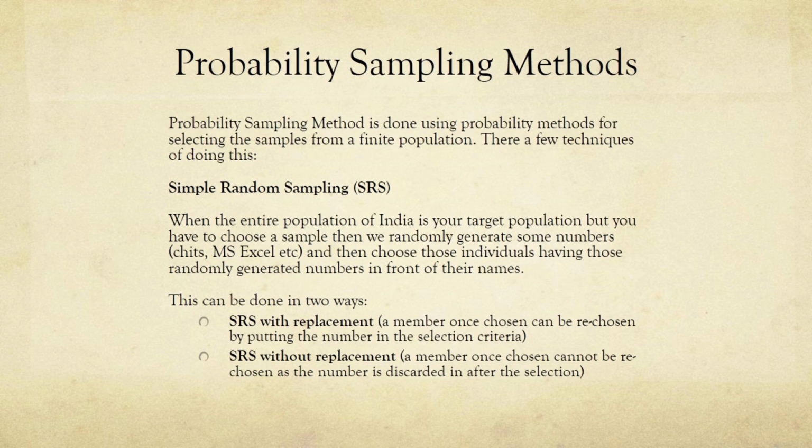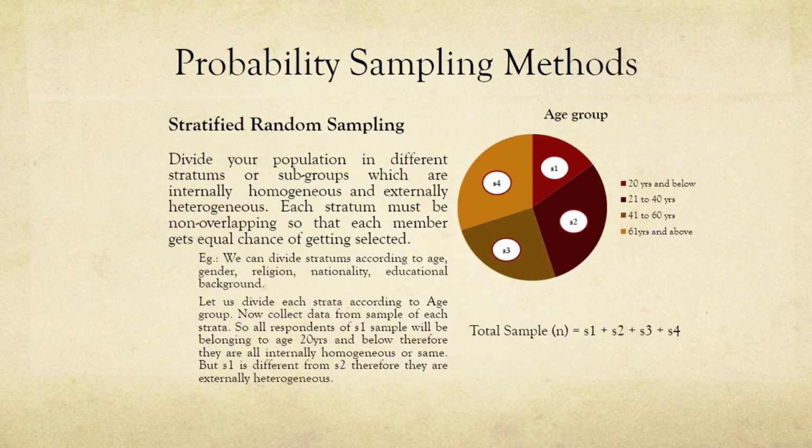We move on to the next method of probability sampling, called stratified random sampling. By definition, you divide your population into different subgroups, also called strata. Keep in mind that these subgroups will be homogeneous internally, which means in one subgroup, all the population you've chosen will have similar characteristics, but externally they'll be heterogeneous. So strata 1 will externally have different characteristics from strata 2.